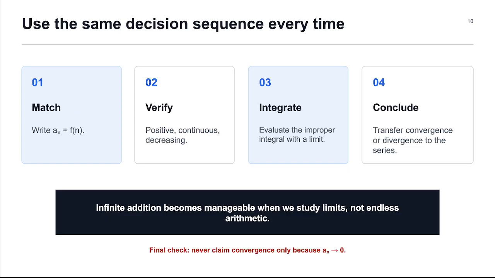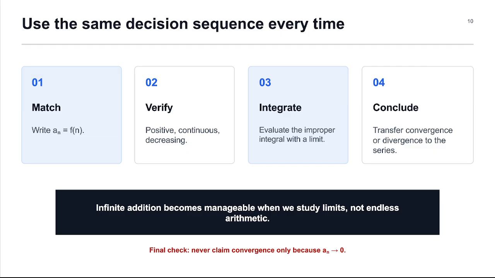Final procedure. To summarize, we can apply the integral test using 4 steps. First, match the term a sub n with a continuous function f of x. Second, verify that the function is positive, continuous, and decreasing. Third, evaluate the corresponding improper integral by writing it as a limit. Finally, transfer the conclusion from the integral back to the original series.